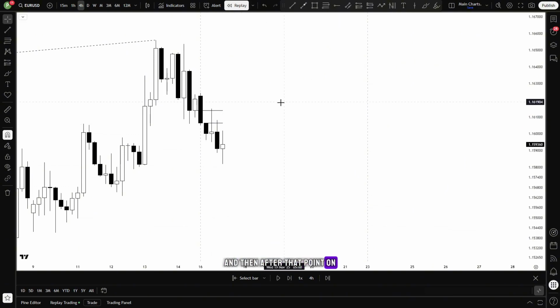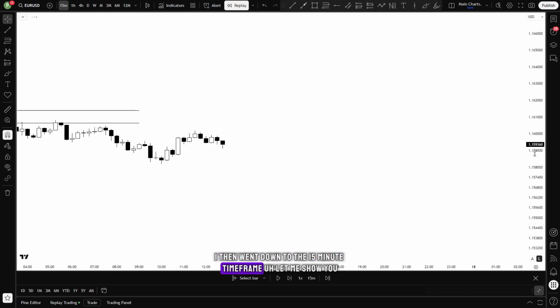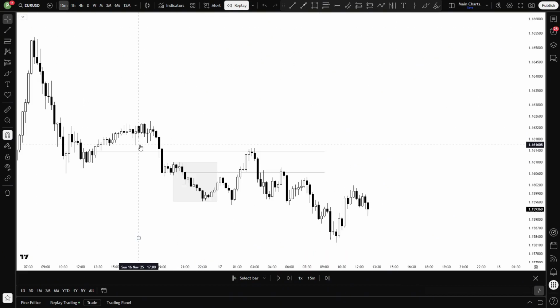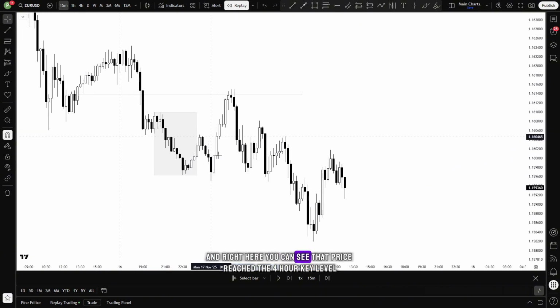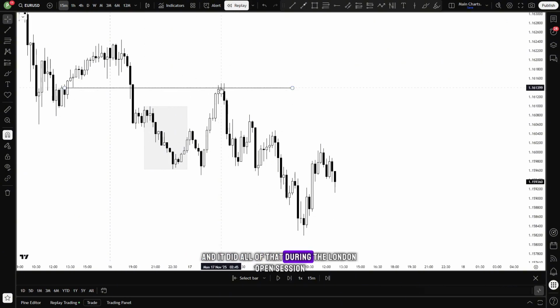And then after that point on, the only thing that I had to do was wait for my entry triggers and wait for price to reach the key level. And once price reached the key level and purged the candle range, I then went down to the 15-minute time frame. Let me show you. And right here, you can see that price reached the 4-hour key level, also purged above this Asian range high. And it did all of that during the London open session and during the 3 a.m. key time.